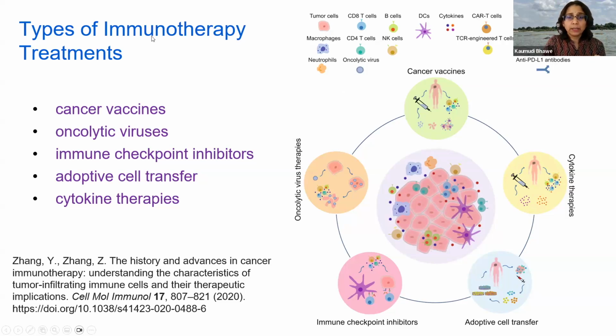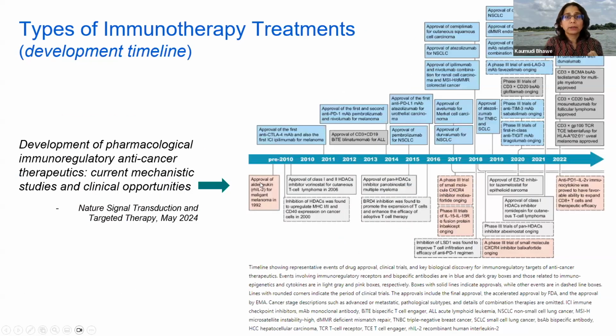Now, just to give you a timeline and an idea of types of immunotherapy treatments over the years, what has been their development timeline. So pre-2010, this is what it was looking like. There was the approval of this IL-2 treatment for malignant melanoma in 1992, way back when. That would still be categorized as an immunotherapy type treatment, but that's all there was in the 90s, right? And then fast forward to all these different approvals.